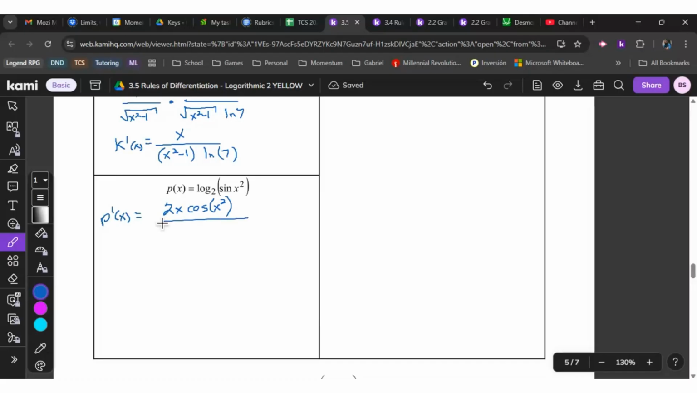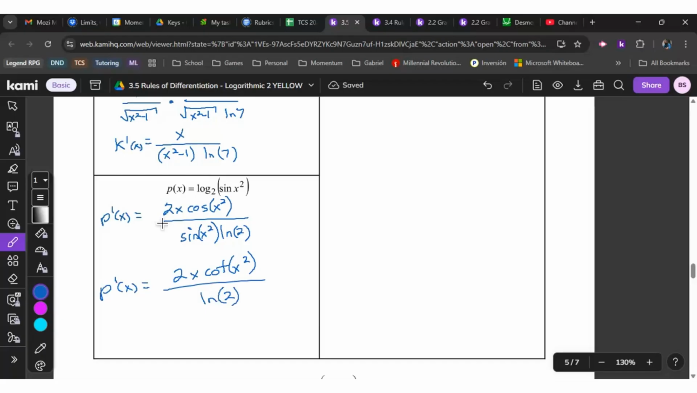All right, then it's all going to be over sine of x squared times the natural logarithm of 2. Now I can do something with cos over sine. What should I do? Cotangent. Exactly. So I'm going to get 2x cotangent x squared all over ln of 2.